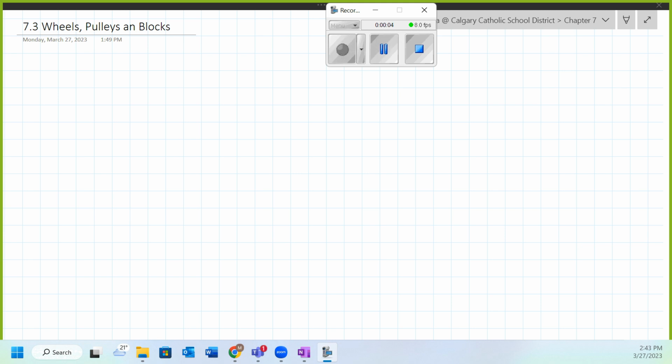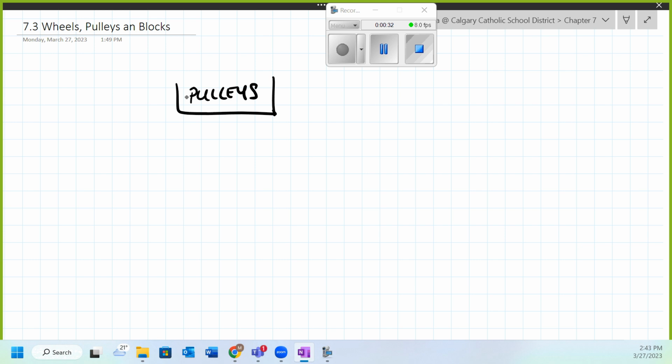Okay, so now what we will do is we will talk about wheels, pulleys, and blocks. The very first thing that we will see is pulleys. Pulleys are a grooved wheel that has a rope that is threaded around it.